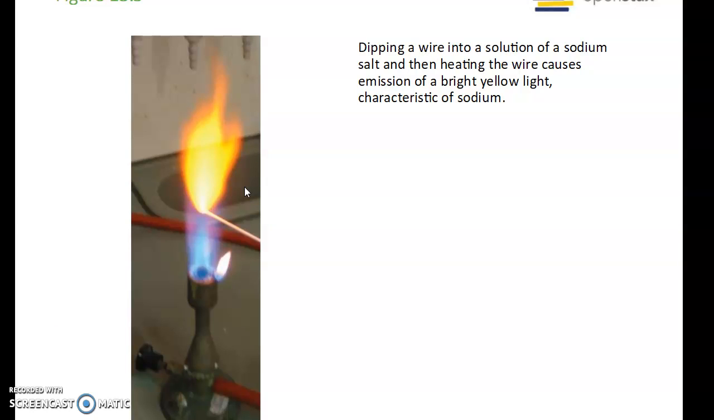Another thing is dipping a wire into a solution of a salt and then heating it causes emission of a colored flame. The color of the flame, as you see in this one here, bright yellow for sodium, is determined by the ionic structure of that particular element. And there's actually a flame test that is done as part of a laboratory.